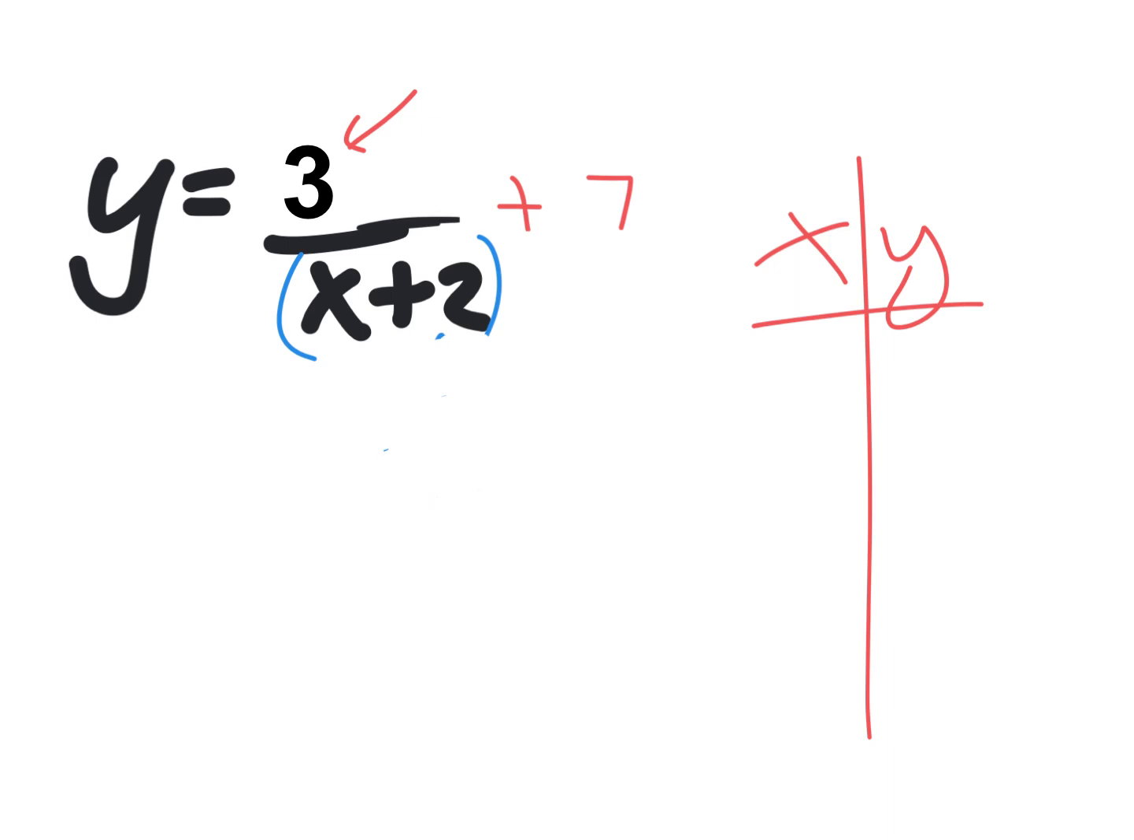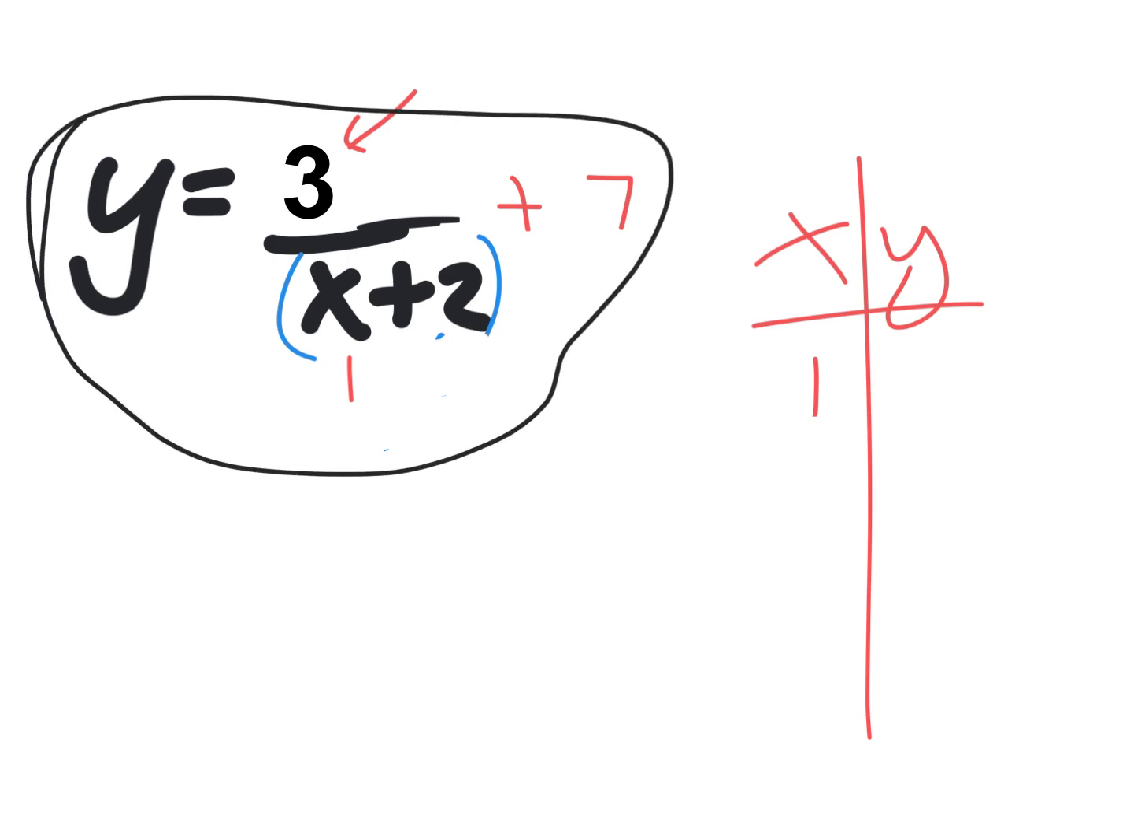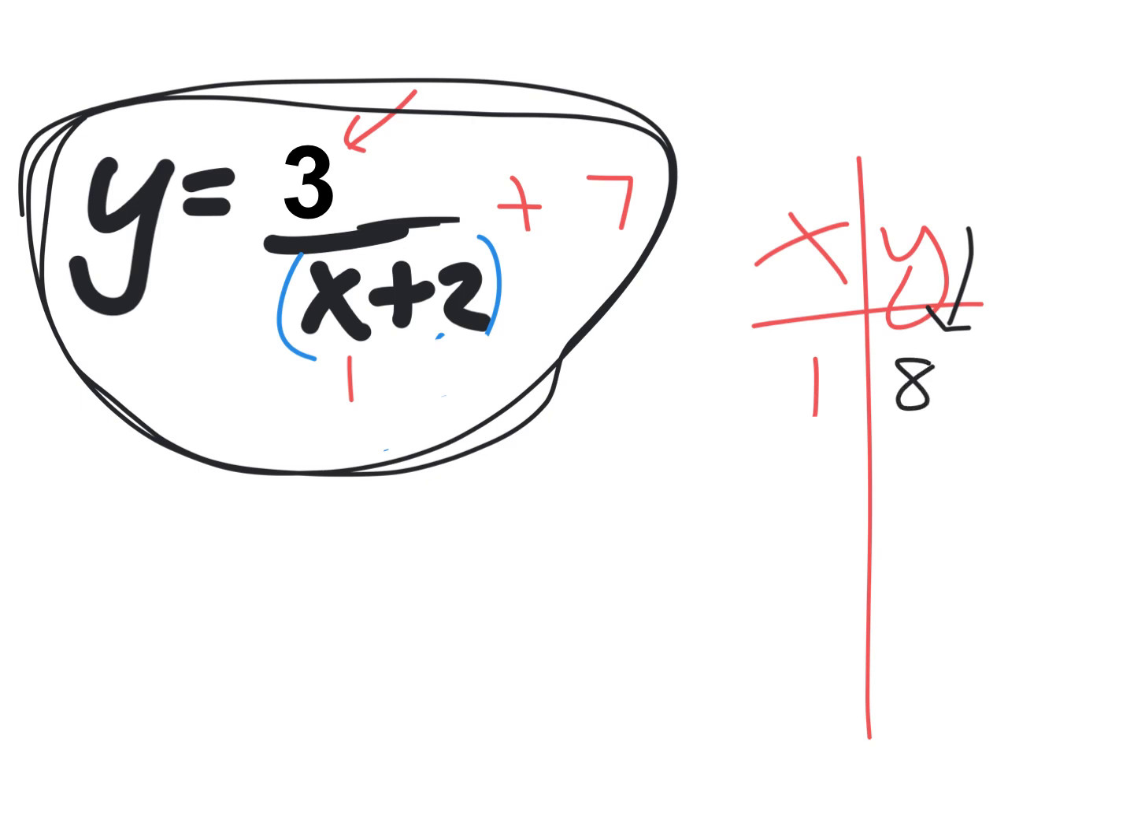You can pick anything you want. And I on purpose picked a number that would work out kind of nice. I just thought about it for a second. I went, it would be cool if I put in a 1, because then I'll have 3 divided by 3 plus 7. Y equals, so I'm getting this answer right here. Y equals 3 divided by 3, which is 1, plus 7, which is 8. Who had an 8 here? Yay, you win. 1 comma 8 is one of my points.